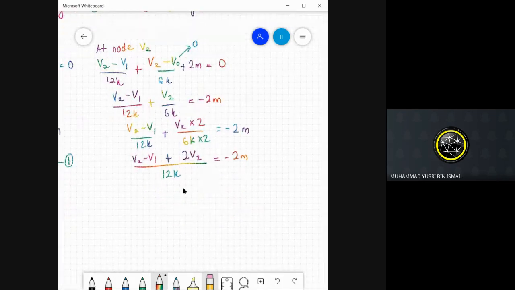Okay, bring the 12 to the right hand side. So rearrange the equation. You will produce this equation. So you will have a negative 24. This will be the second equation.